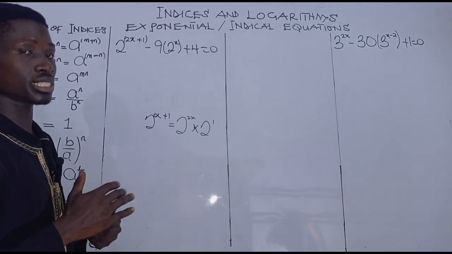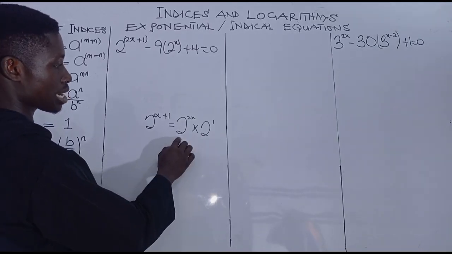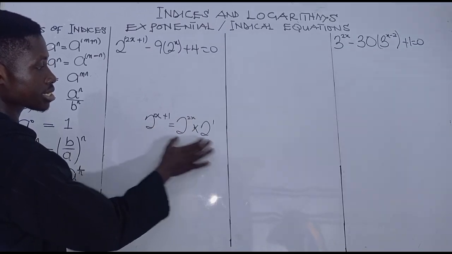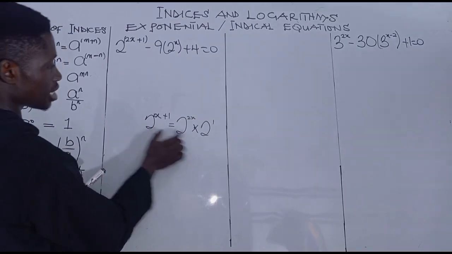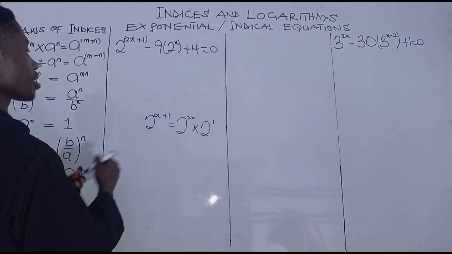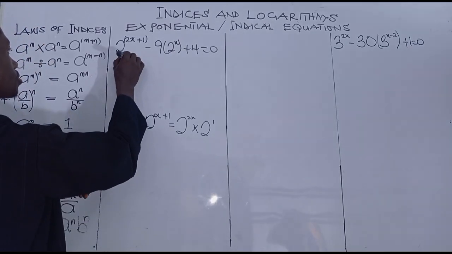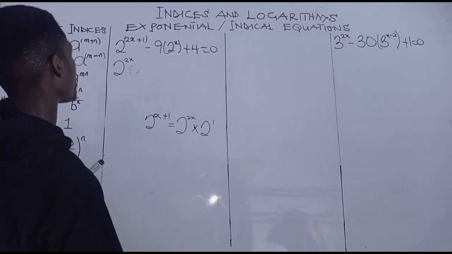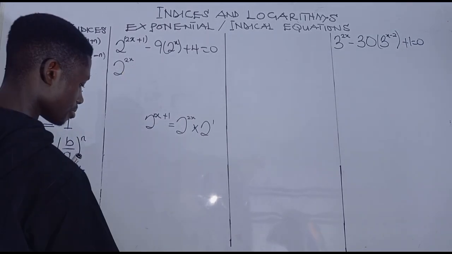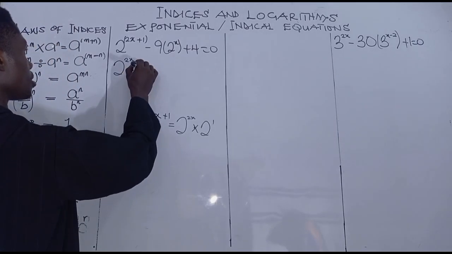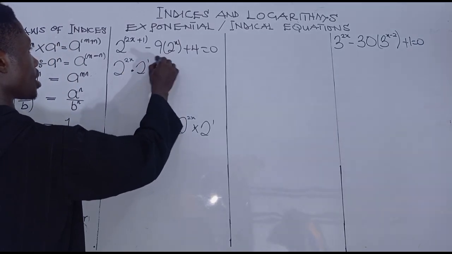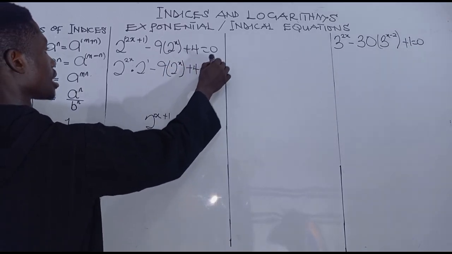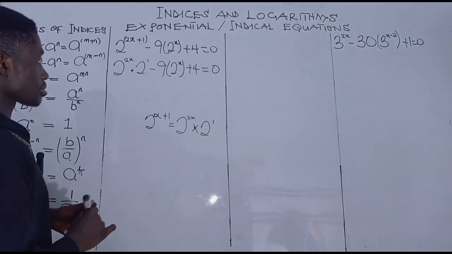Because applying the multiplication law, we said that when two numbers are multiplying and they have the same base, we pick one of the bases and add their exponents. So this is equal to that, and in place of this, we can write this. So we are going to have 2 raised to the power 2x multiplying 2 raised to the power 1, and then we have minus 9 times 2 raised to the power x plus 4, and that gives us 0.